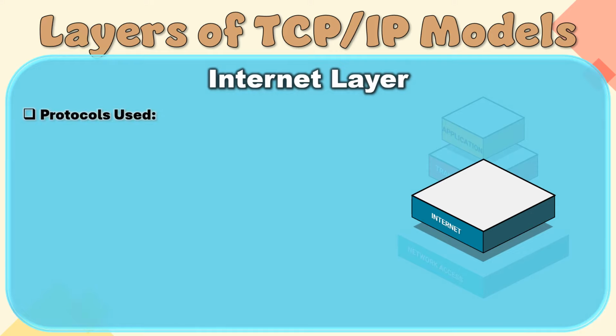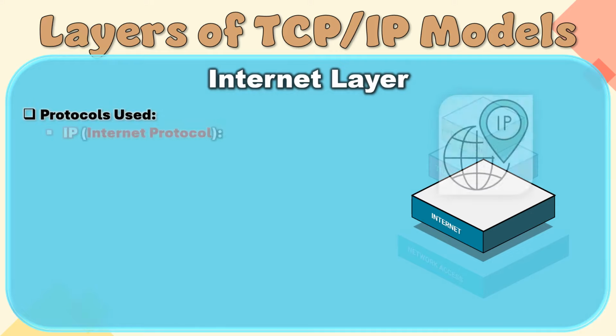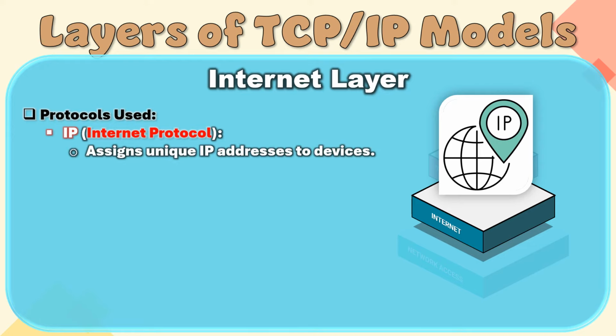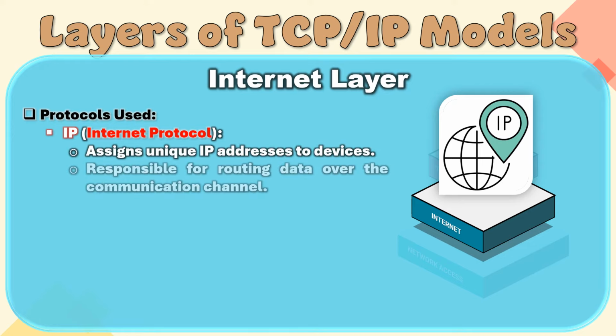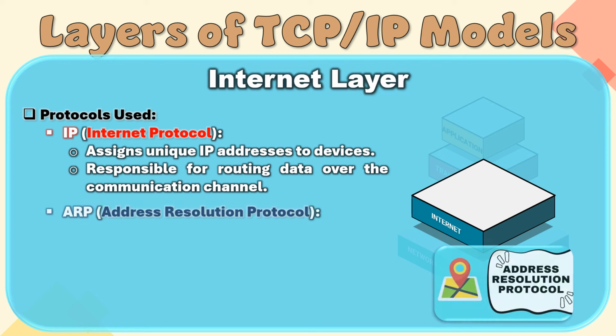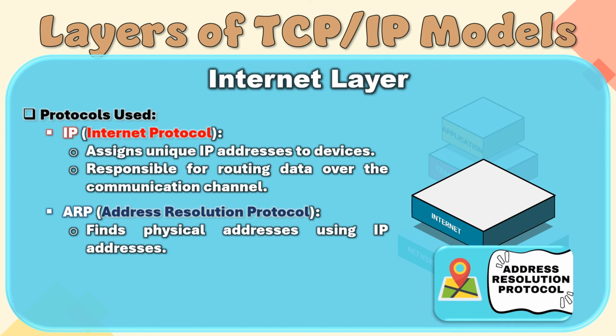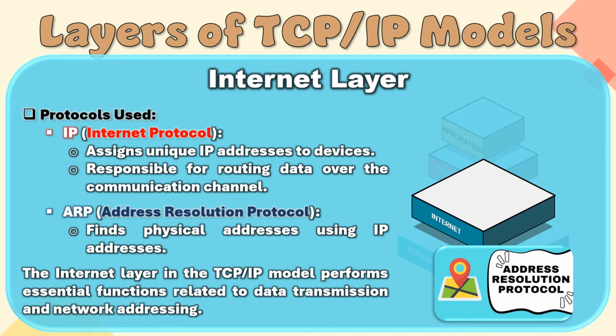Here are some protocols used. First, IP, Internet Protocol. Assigns unique IP addresses to devices. Responsible for routing data over the communication channel. Second, ARP, Address Resolution Protocol. Finds physical addresses using IP addresses. The Internet layer in the TCP/IP model performs essential functions related to data transmission and network addressing.